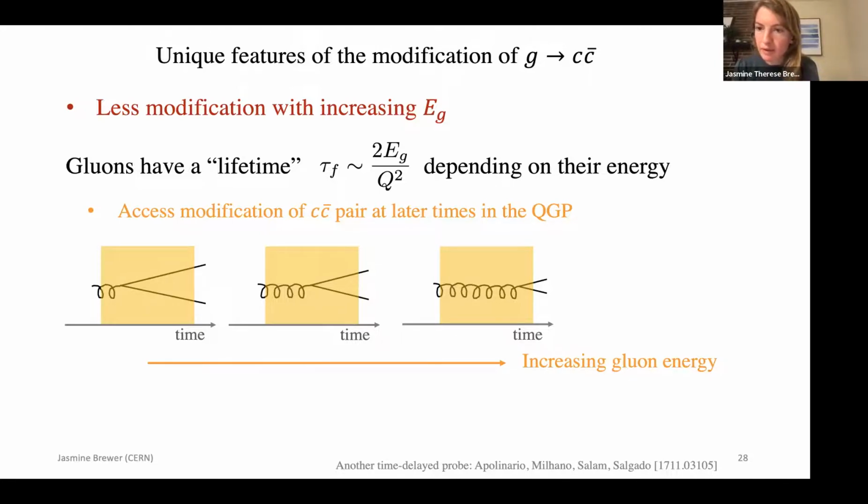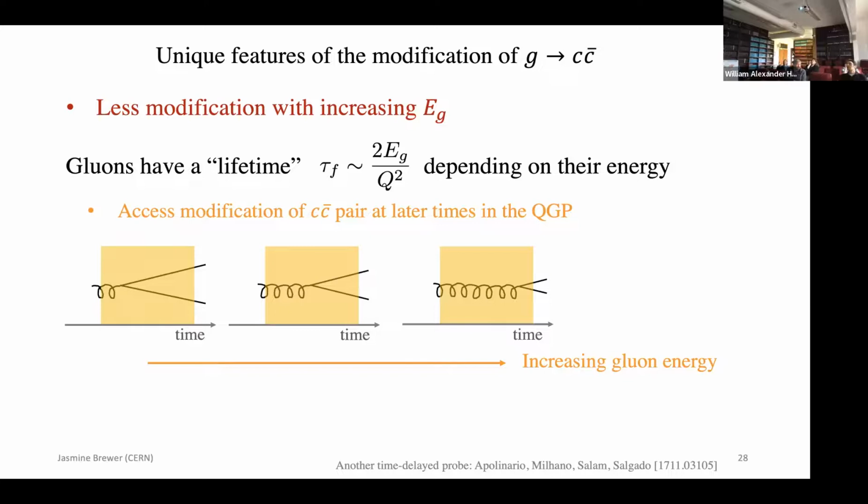Does that conceptually make sense? By changing the kinematics of the gluon, we can also change its lifetime, and that changes how this process is modified. So what this means is that if you look at the signatures of broadening of the charm quark pair for very high gluon energies, it's less. And the reason that we give for that is that this gluon lifetime is longer.